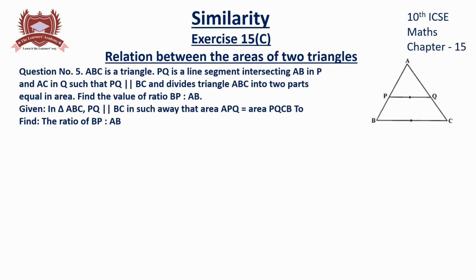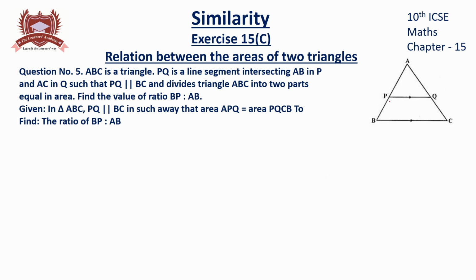Now we have ABC is a triangle, PQ is the line drawn intersecting AB at P and AC at Q such that PQ is parallel to BC, and divides the triangle ABC into two parts equal in areas. So find the value of ratio BP is to AB.